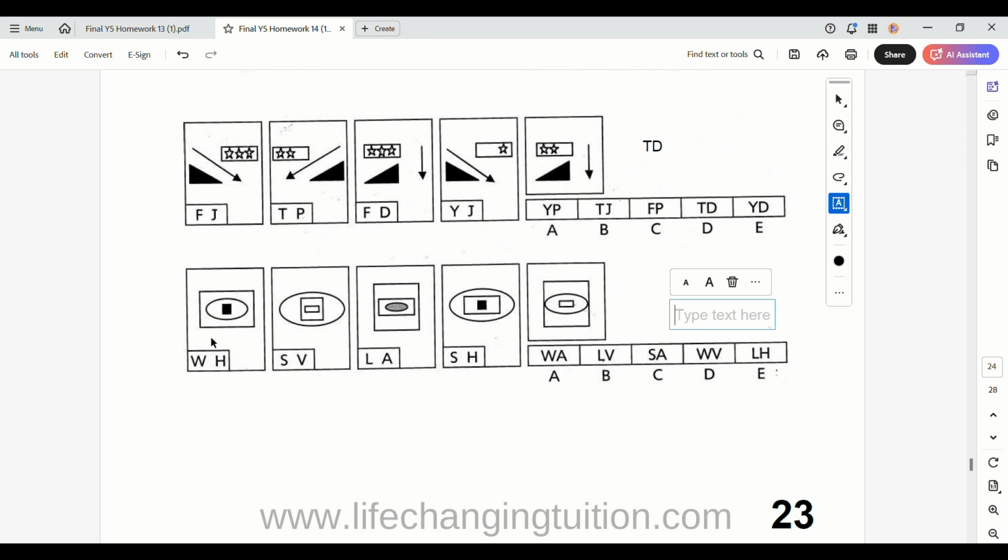Next question. S and S. Okay, you can see these. What's similar between these is the oval on the outside. L's got this shape, and W's got a rectangle. So this one, example shape, is going to be an L.